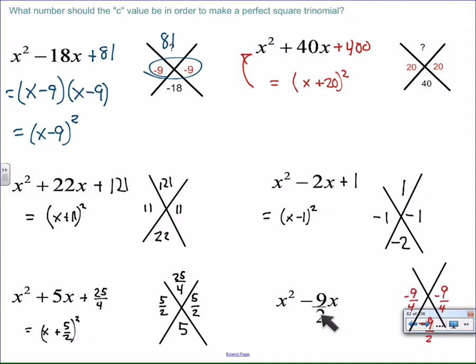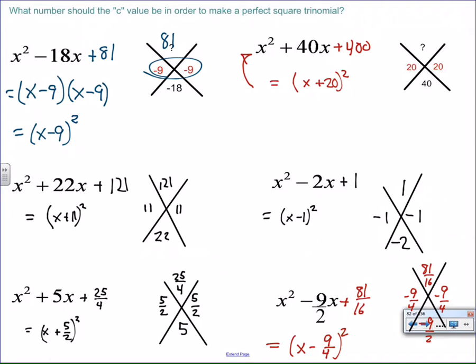Probably the trickiest of all is when you have a fraction b value, but it's not hard to take half of a number. You literally take half by multiplying by half. In other words, when I have 9 halves times 1 half, I get 9 fourths. And if you multiply 9 fourths times 9 fourths, you get 81 sixteenths.